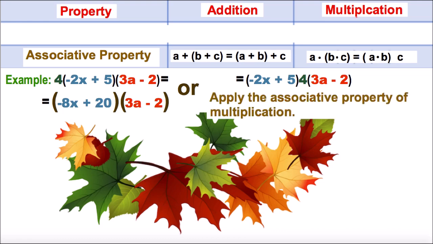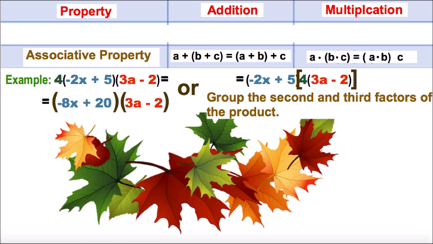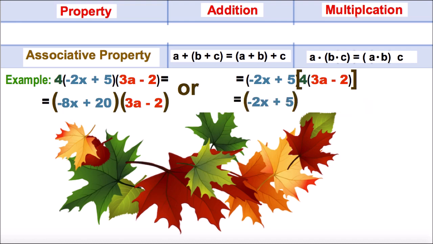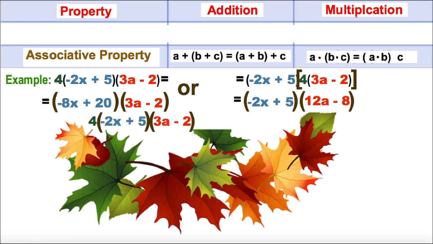Applying the associative property of multiplication and grouping the second and third factors of the product, we can apply the distributive property of multiplication over addition, which equals the quantity negative 2x plus 5 times the quantity 12a minus 8. 4 times the quantity negative 2x plus 5 times the quantity 3a minus 2 is equal to the quantity negative 8x plus 20 times the quantity 12a minus 8.